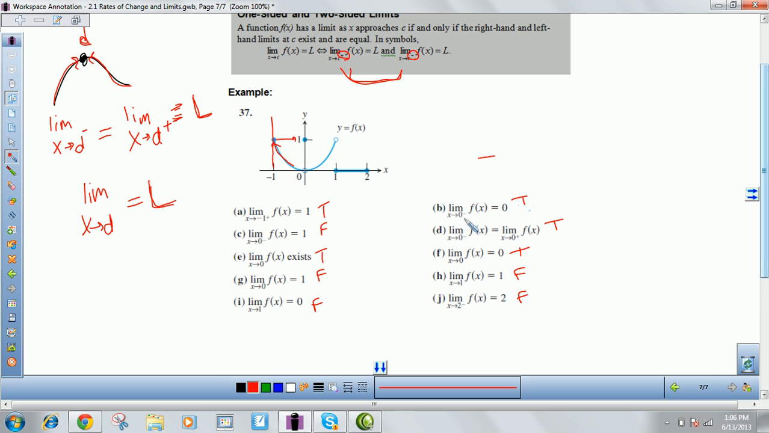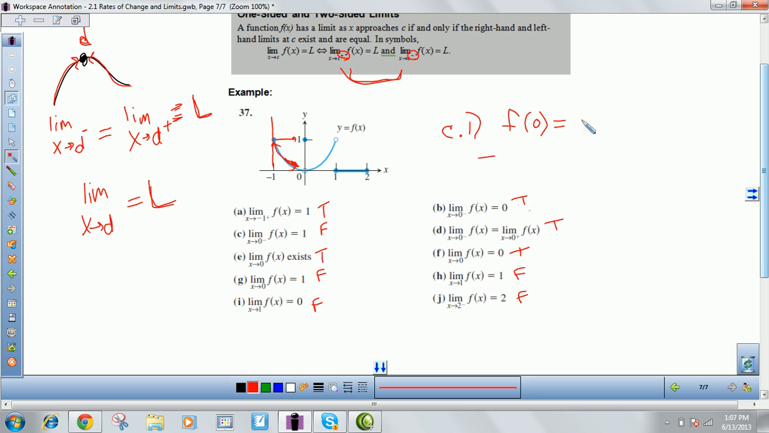Here, the limit as x approaches 0 from the left. You're approaching 0 from the left-hand side. As it approaches 0, what's your y value? 0, so that's a true statement. The limit as x approaches 0 from the left. Here, we already know that it's 0 as x approaches 0 from the left. That's not true.